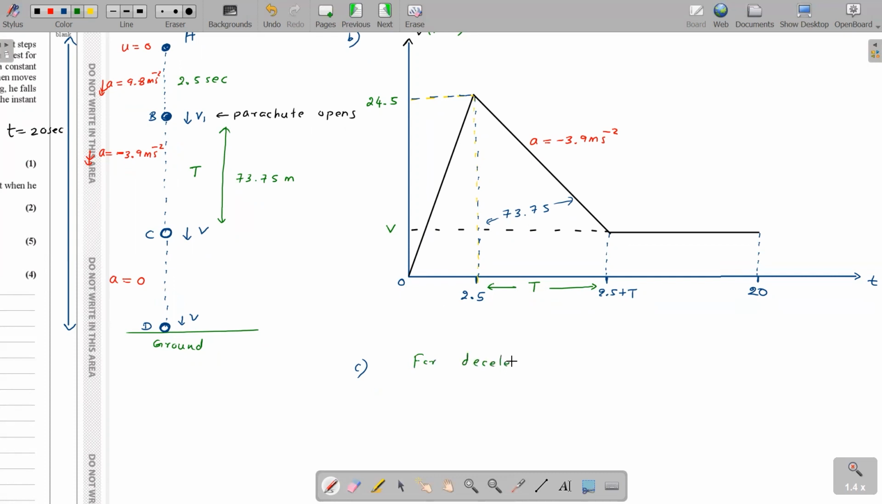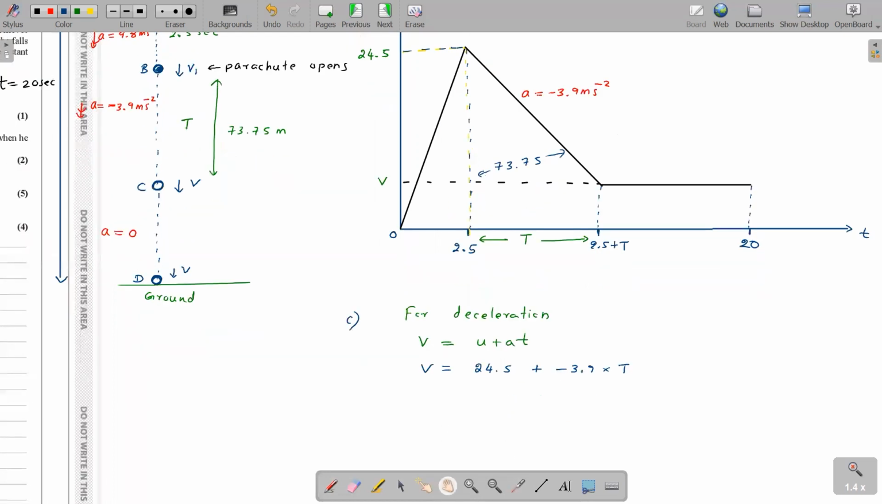For the decelerating part, I'm going to use V equals U plus AT. What's the final velocity? The final velocity we reach in the deceleration section is V, right? You realize I'm talking about this section. The final velocity is V. Starting velocity U is 24.5, right? Acceleration is minus 3.9, and time taken is capital T, because they've told you this section takes capital T seconds. Are you with me? So V equals 24.5 minus 3.90T. Do you agree? Okay, so we'll keep our V here.